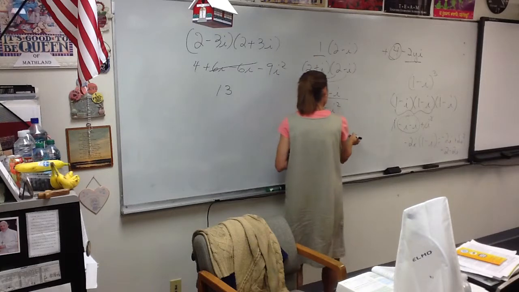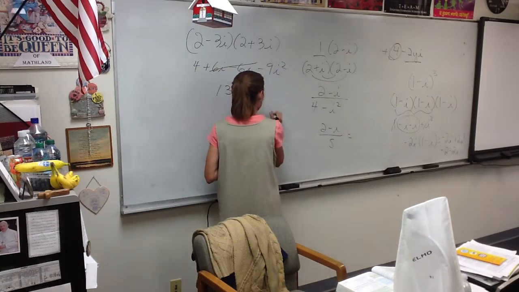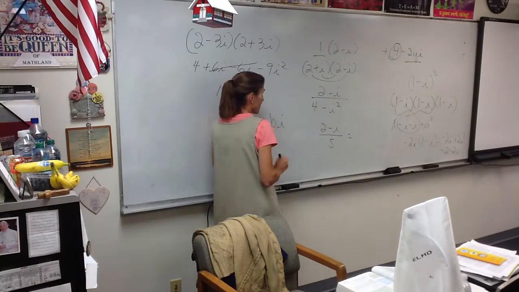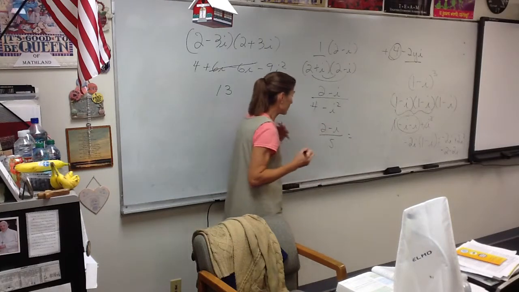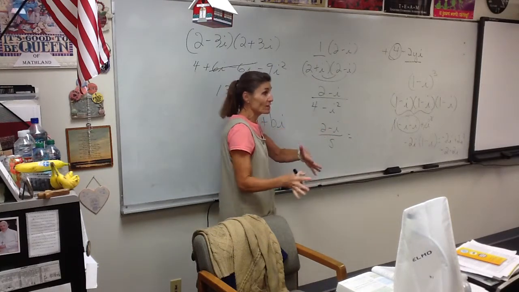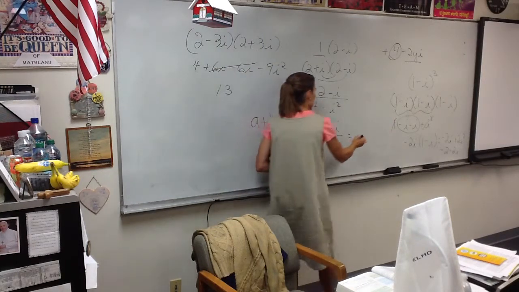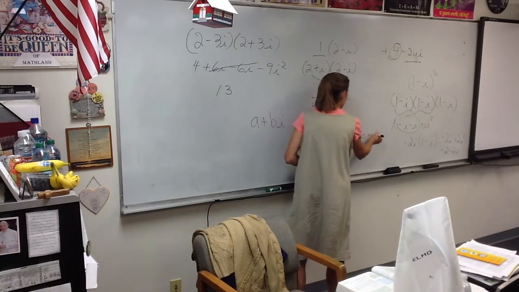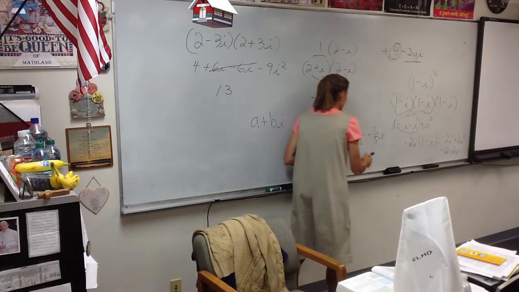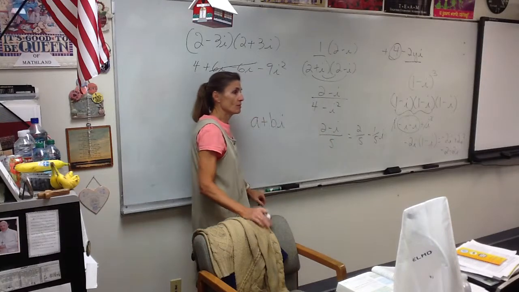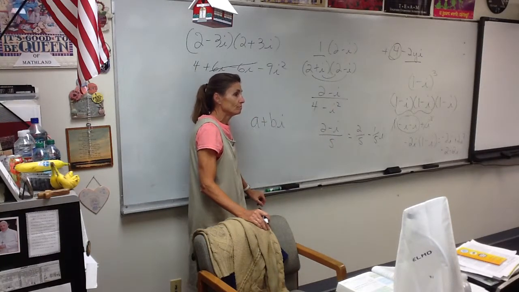Okay. And then what they mean by standard form is a plus bi. So I would split this up. Now, for me personally, this is fine, but the directions said standard form. So that would be 2/5 minus 1/5 i. Just a common denominator then. Okay, but if you're on the quiz or test, we do that one.